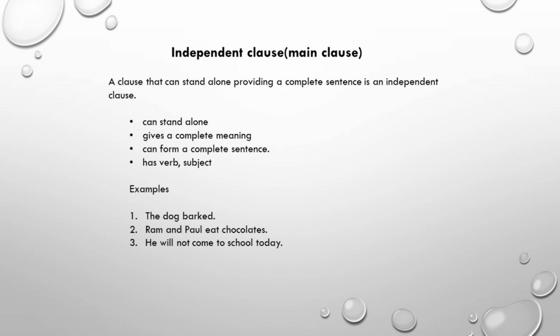The last one, he will not come to school today. This is also an example of independent clause. The reason is it has a subject and a verb. The subject is he and the verb is will not come. And this clause is giving a complete sentence. That's why this is also a main clause.